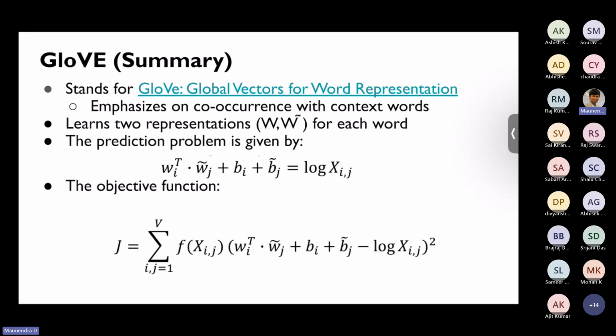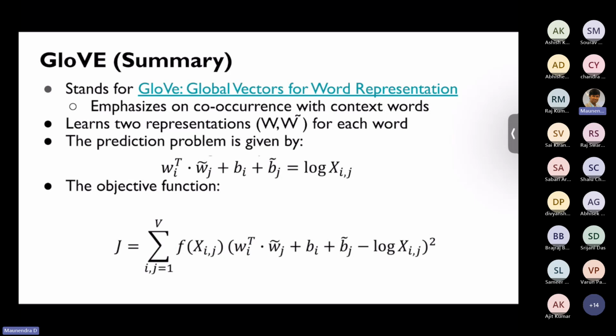Now, my question to you is, can you predict whether we are going to maximize or minimize this objective function? So the question is, this is the objective function. Are we going to maximize it or minimize it? Minimize it, right? Since it is a prediction error that we are measuring, we are minimizing it.